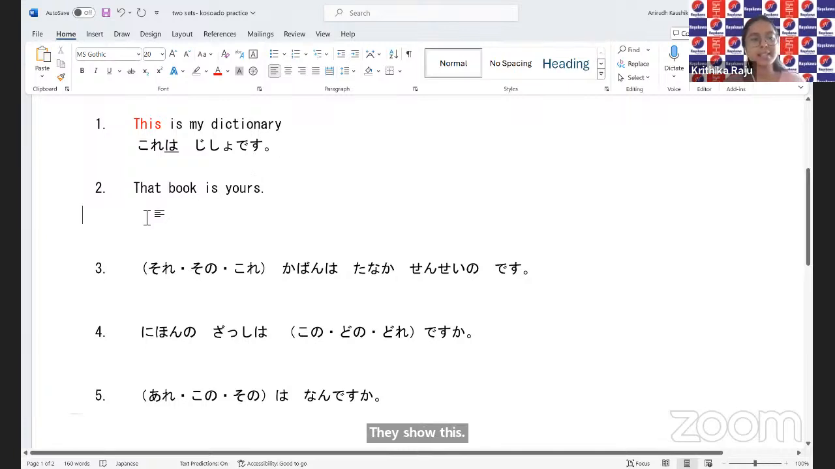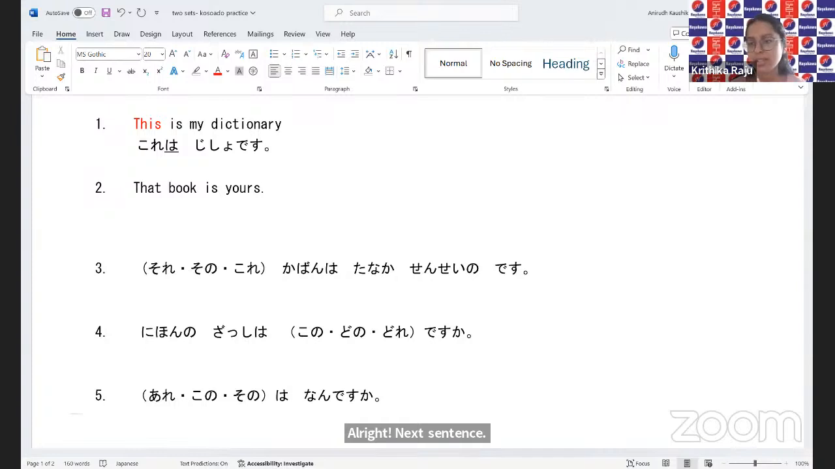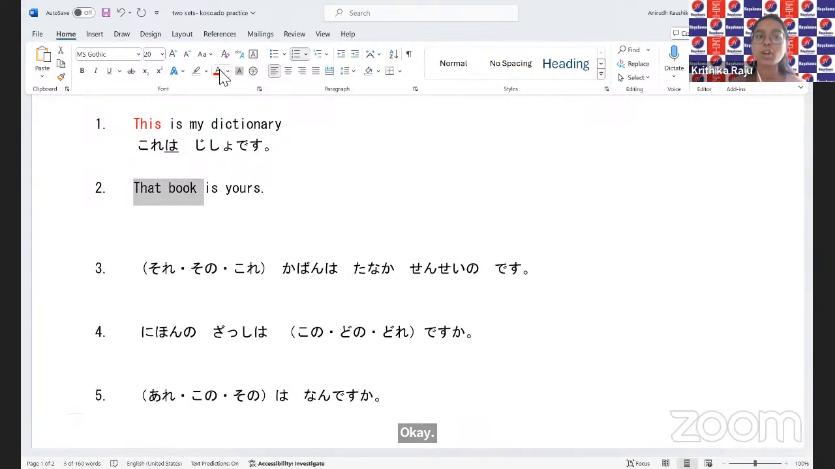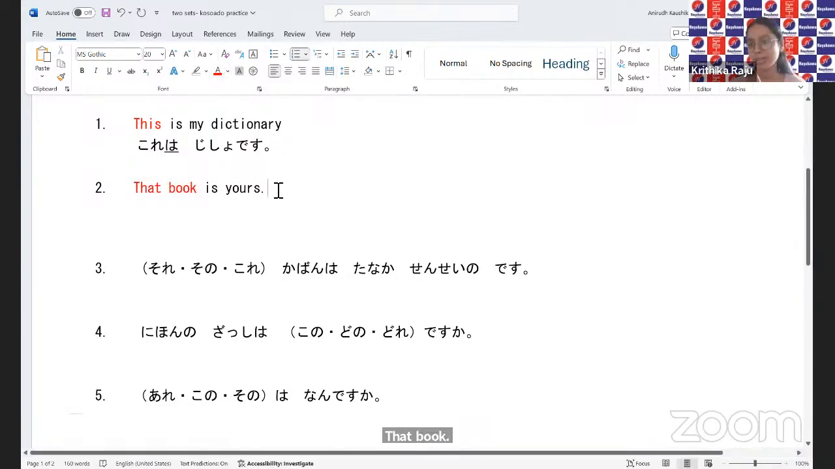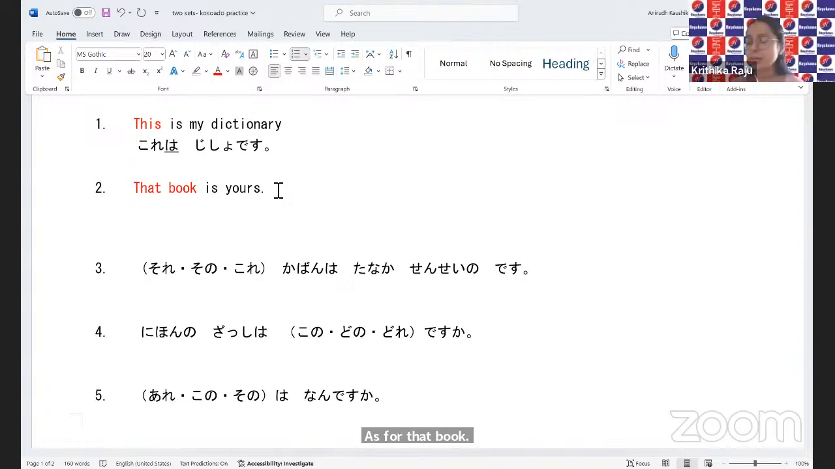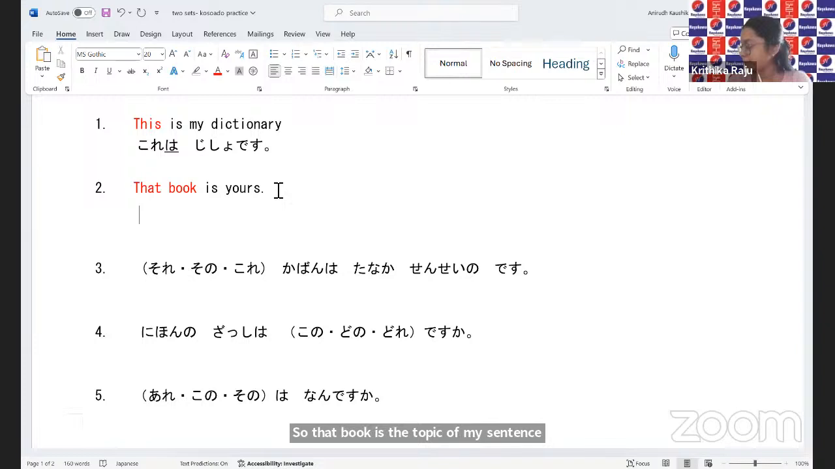All right. Next sentence. That book is yours. Think about the sentence. What is the topic? That book is the topic. I'm talking about that book. I'm pointing to that book and saying, as for that book, it is yours. So that book is the topic of my sentence. So how will I translate this, everyone?